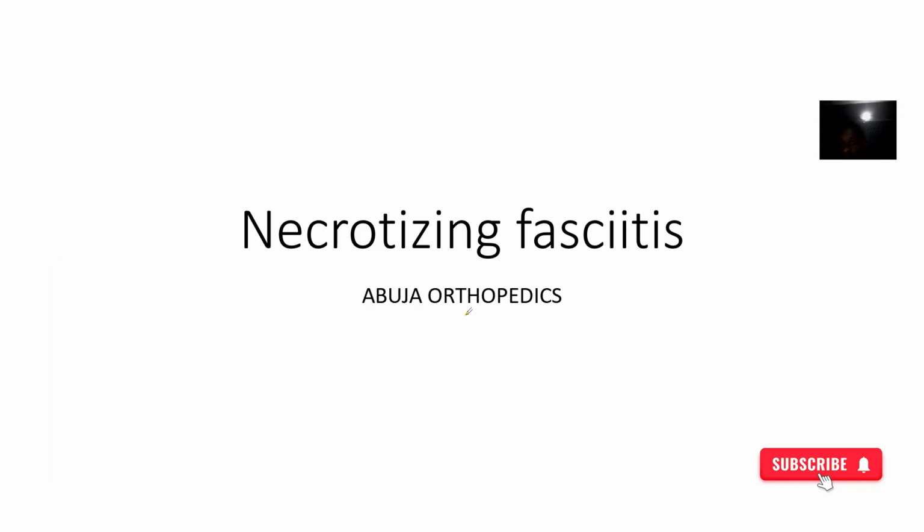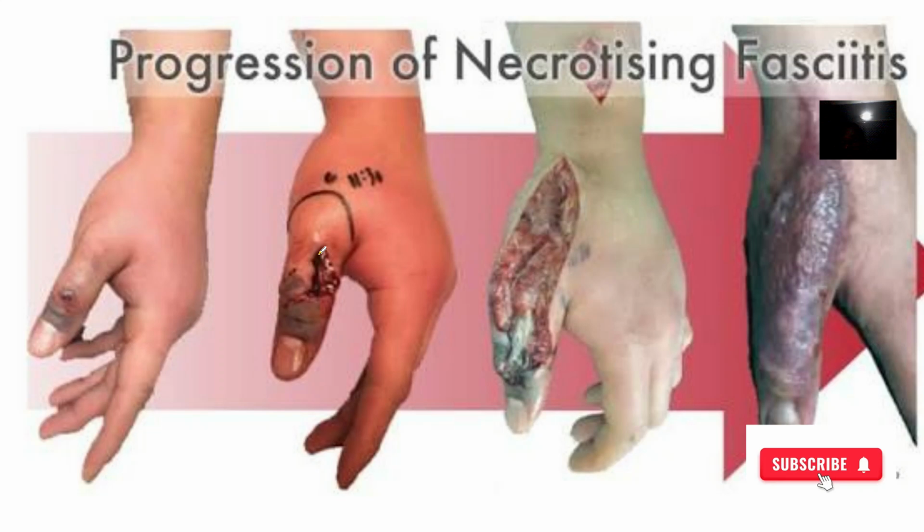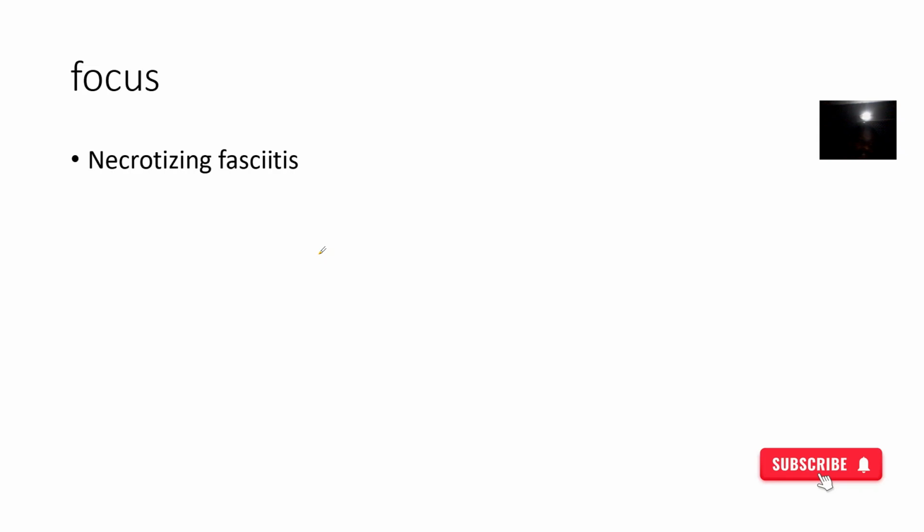Now try to move to the next inflammatory condition, and this is what is known as necrotizing fasciitis. Necrotizing fasciitis. So necrotizing just simply means what? Tissues are dying off. Okay, tissues are dying off. It could be due to infections, or it could be due to the blood supply being cut off.